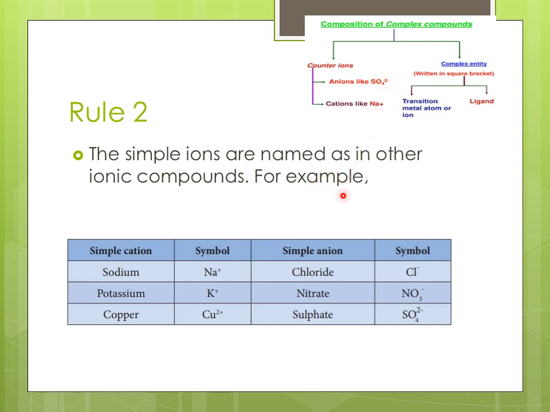These counter ions will be named by their normal names, like sodium for Na+, chloride for Cl-, potassium for K+, nitrate for NO3-, copper Cu2+ sulfate. No change in the name. When we name the counter ion, there will not be any change in its name. As it is, we will write the name.